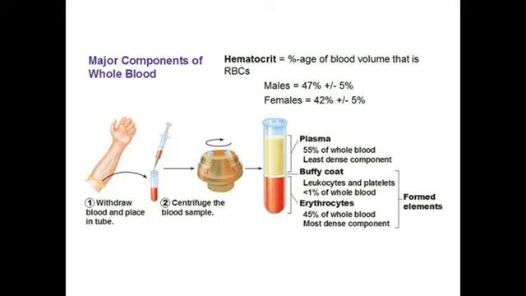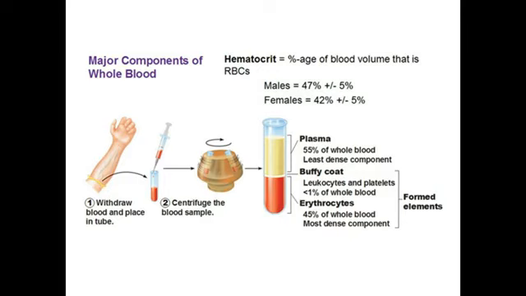Major components of the blood. Hematocrit. What is hematocrit? Percentage of blood volume that is RBC or red blood cells. The hematocrit values for males is equal to 47% plus or minus 5% and for females 42% plus or minus 5%.